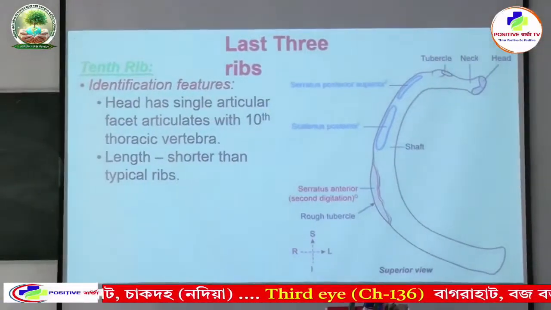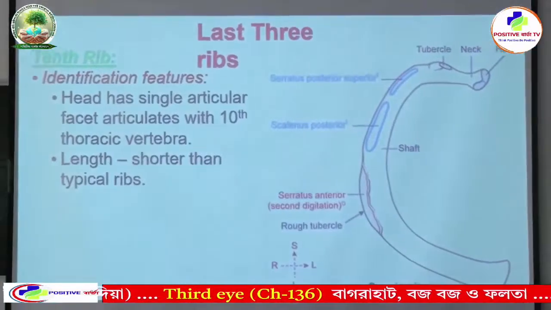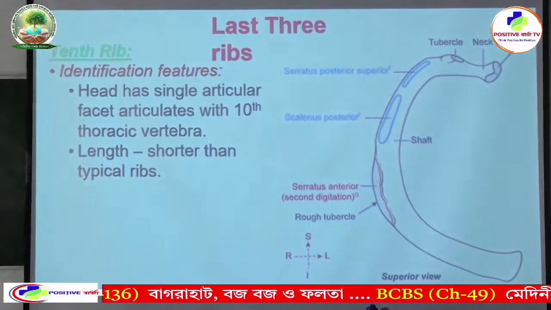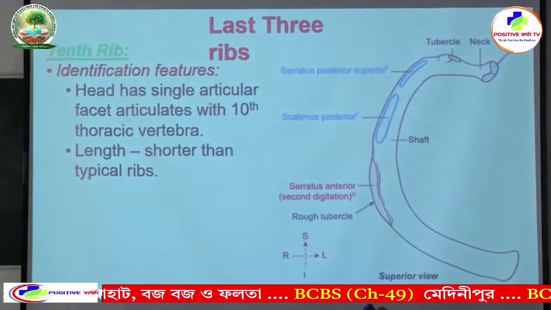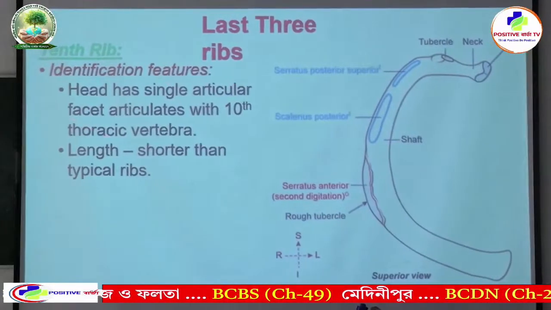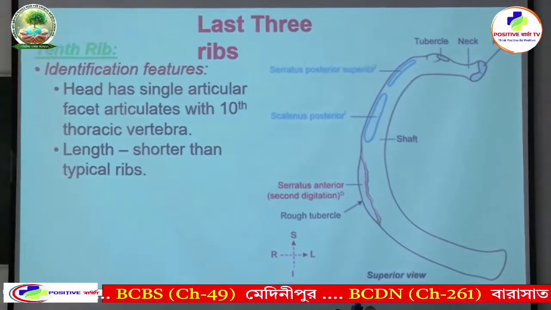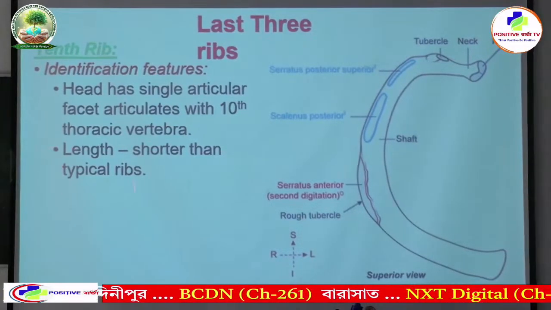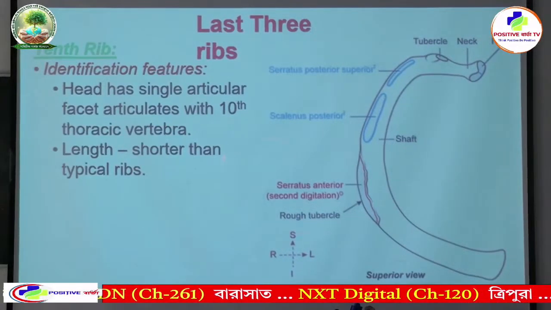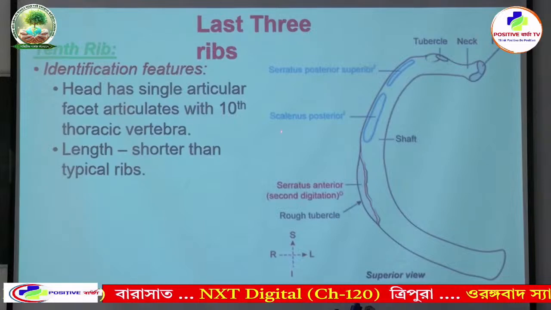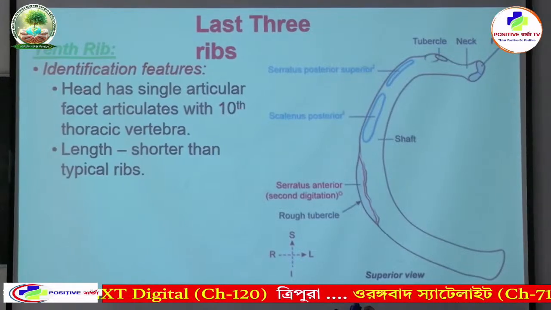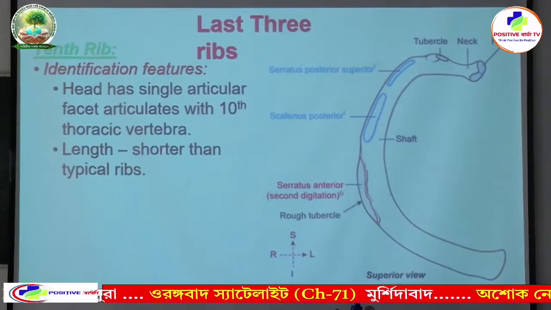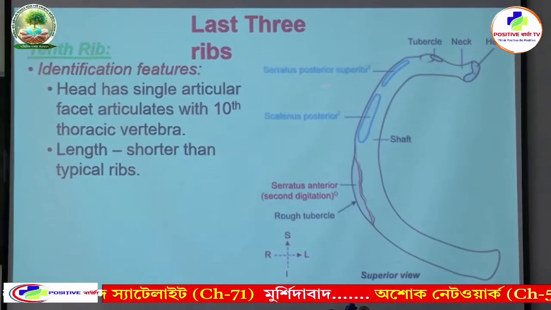Next we go to the 10th rib. For the 10th rib, the head has a single articular facet, articulating with the 10th thoracic vertebra, and the length is shorter than the typical rib. This is the only difference, remember this point to identify the 10th rib. The head has only a single articular facet, articulating with the 10th thoracic vertebra. Understood?